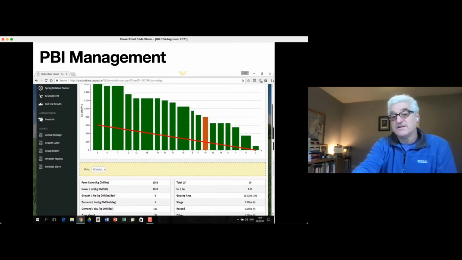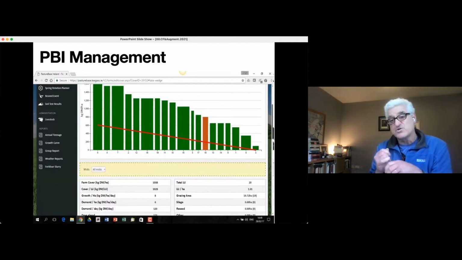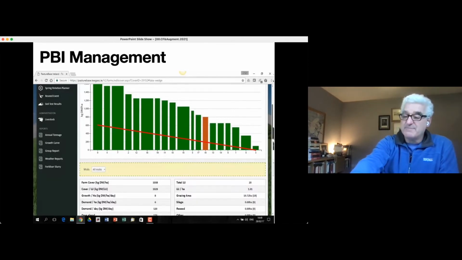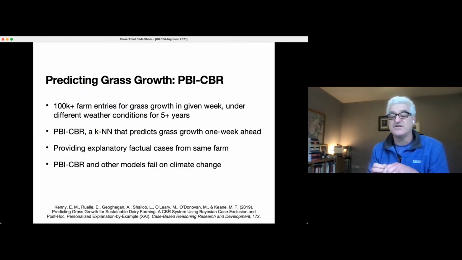So farmers are looking at this on a regular basis, and the problem we had was to try and predict 1 week ahead. At present, this system doesn't actually do prediction. What it just says is assume that the growth rate is what you have now this week, and that will be the same next week. And so by being able to predict what next week will look like allows you to be more accurate in doing this grass management problem.